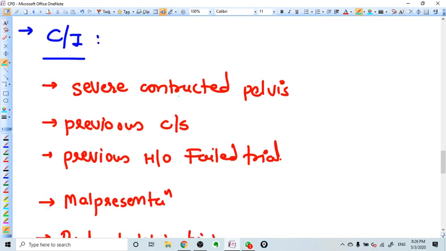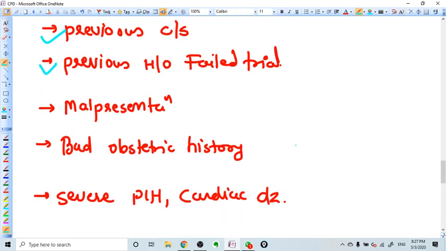What are the contraindications of trial of labor? For example, if there is a severe contracted pelvis and the pelvis is very contracted, we don't give a trial. If it's a previous cesarean delivery, we don't do it because of the severe risk of scar rupture. If a previous trial has failed, we again don't do it. Malpresentation of the fetus, bad obstetric history, multiple abortions, multiple IUDs, and previous obstetric histories where any possible bad outcome of this pregnancy is not accepted, then we should go directly for cesarean section.